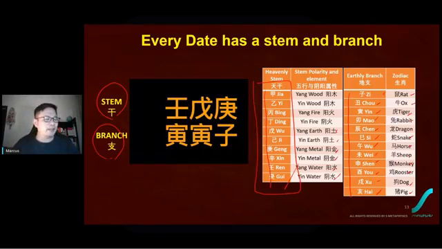Once you're familiar, there are 10 stems. There are only 10 stems, and there are 12 branches. No more, no less. 10 different types of stems, 12 different types of branches. So with this, I need to bring you to the next level.